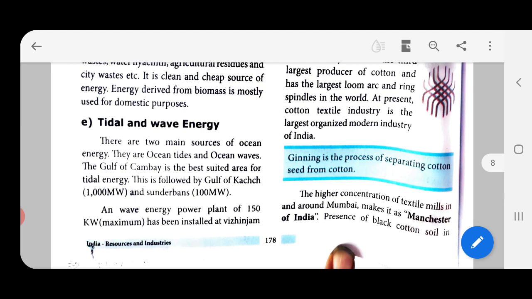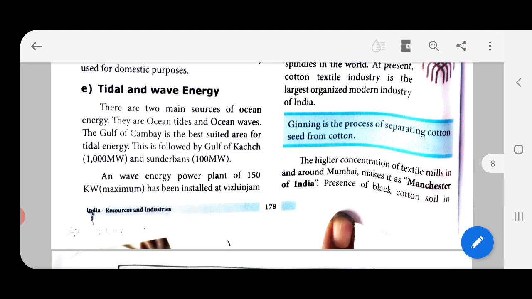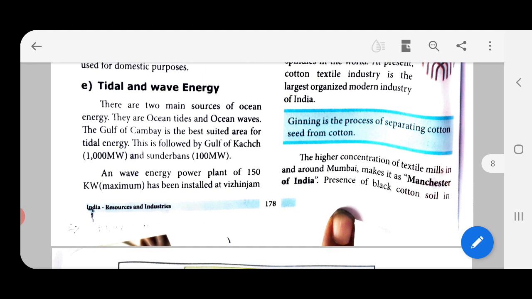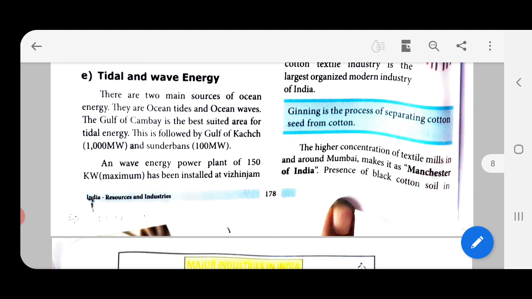Tidal and wave energy. Tides is from the sea that we get, so that's called tides. The ebb and flow of waves are called tides. There are two main sources of ocean energy. There are ocean tides and ocean waves.